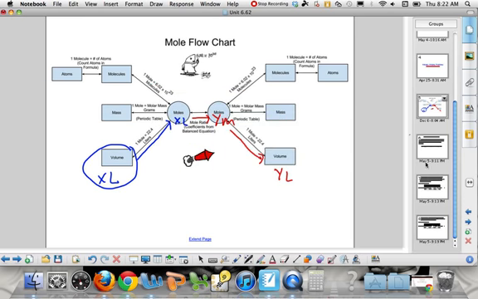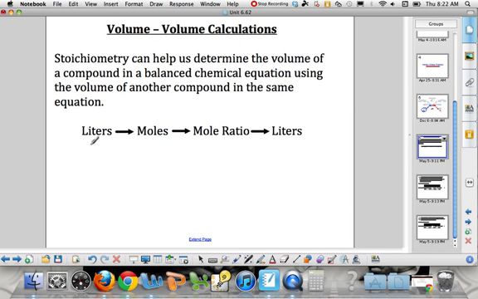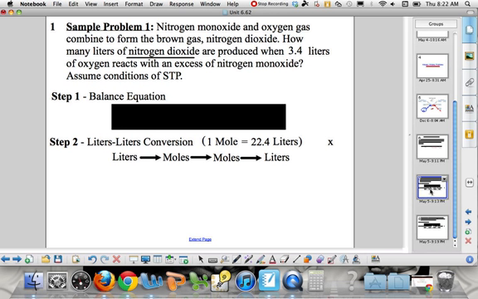Another way to look at this or say this, guys, is that we're going from liters of one substance to moles of that substance. We'll take the moles of that substance, change it into the moles of our new substance, and then we'll change that out to liters at the end. That's how we're going to convert with this stuff. So let's take a look at an example problem.